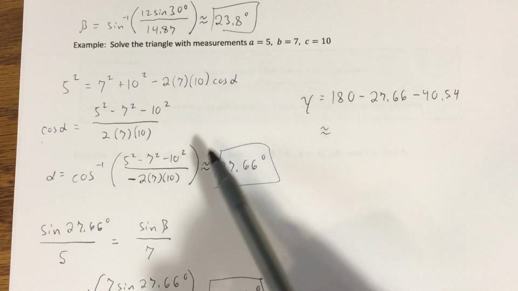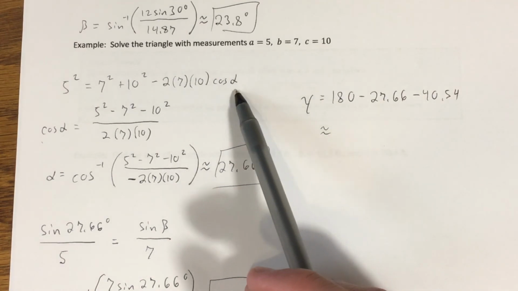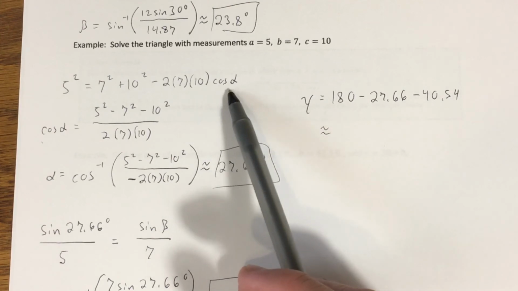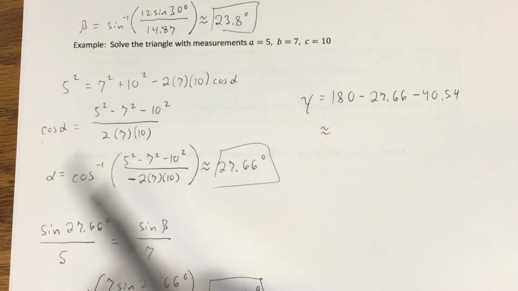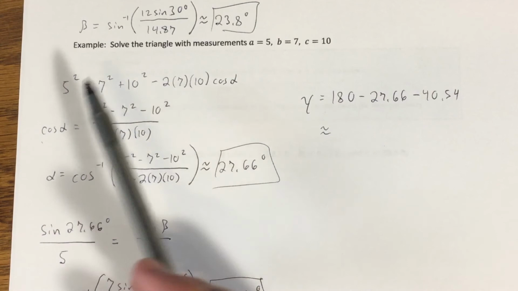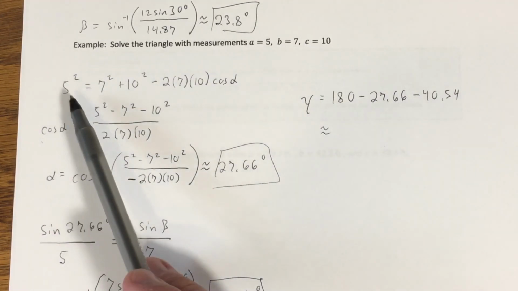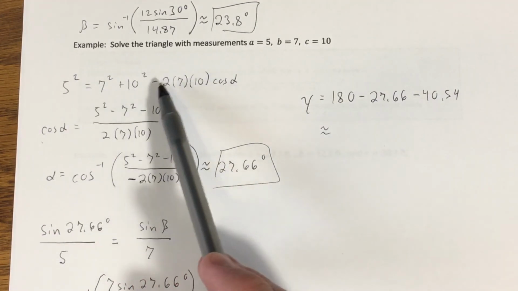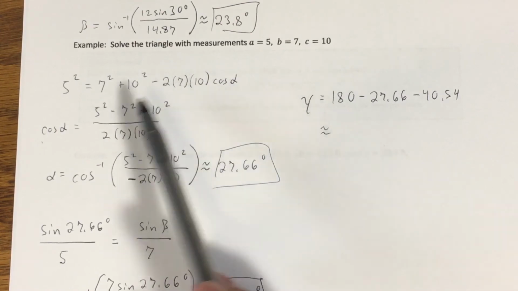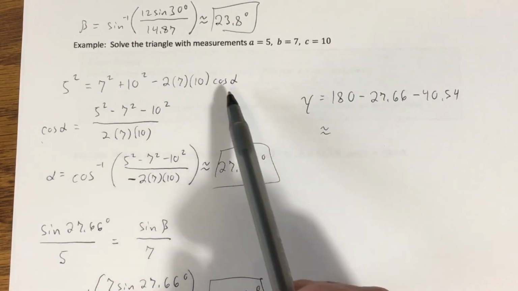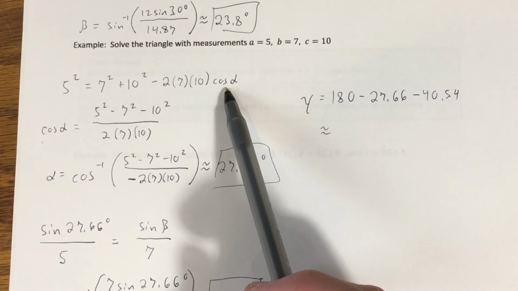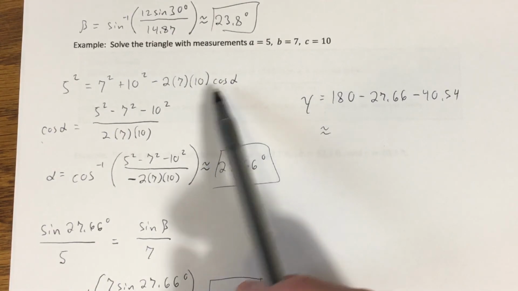I'm going to start by finding the angle alpha. Cosine of alpha is what I want to have show up in my law of cosines so that I can solve for that. So plugging in the things that we do know, a, b, and c, I have a squared equals b squared plus c squared minus 2bc cosine of alpha. Plugged everything in. And again, if I want to solve for cosine of alpha, I want to isolate it.